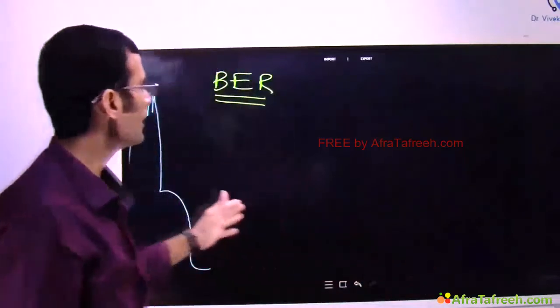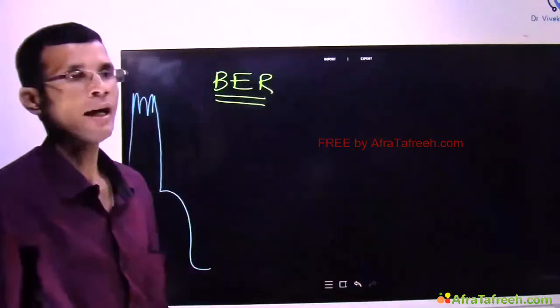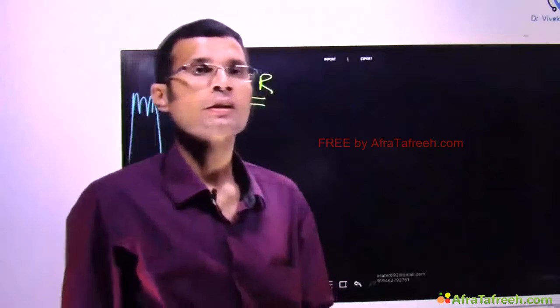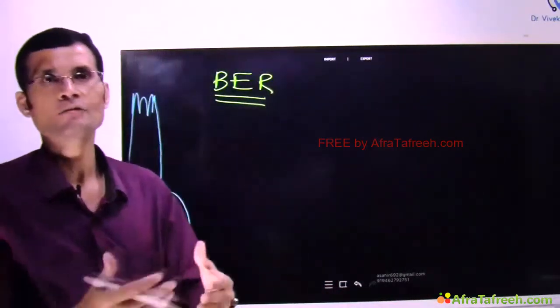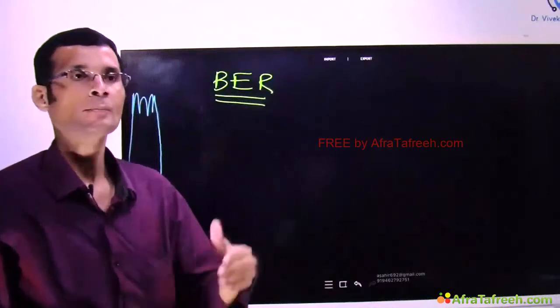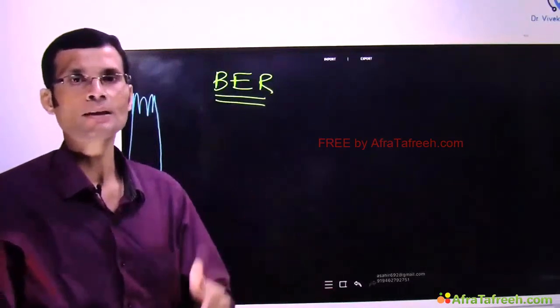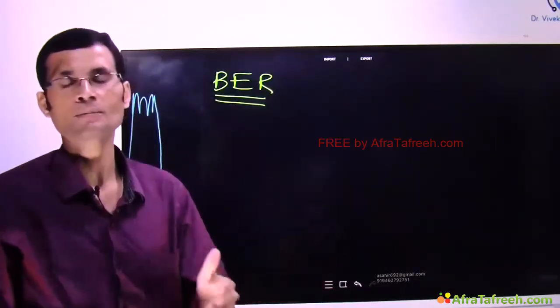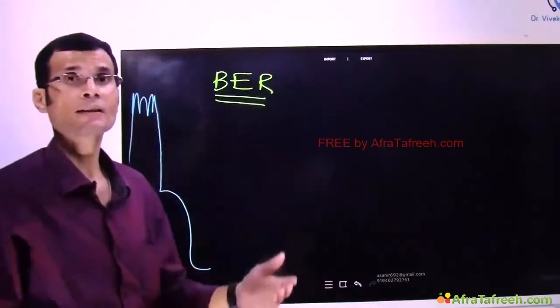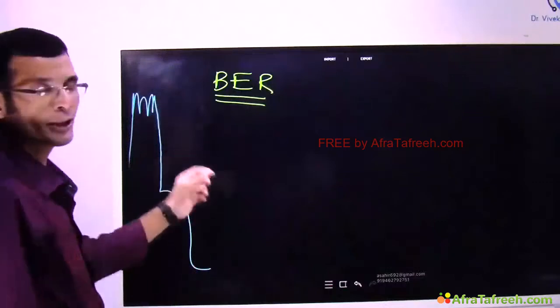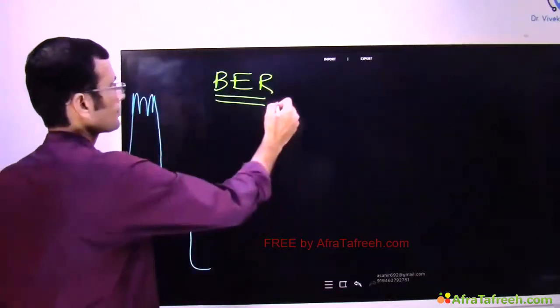The basal electrical rhythm, the BER, and there was this question: BER, its highest frequency is seen in which of the following parts? The options were stomach, duodenum, jejunum, ileum. Among the given options, the answer is duodenum. Let us see the frequency of BER.